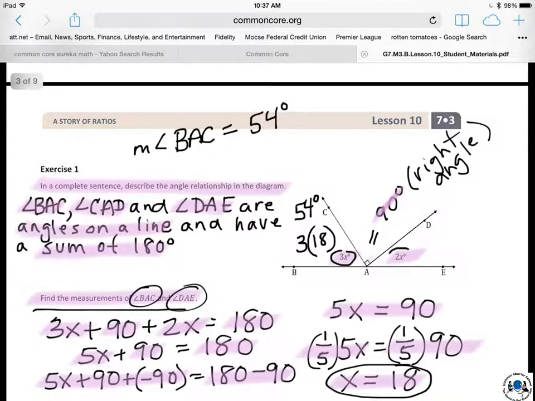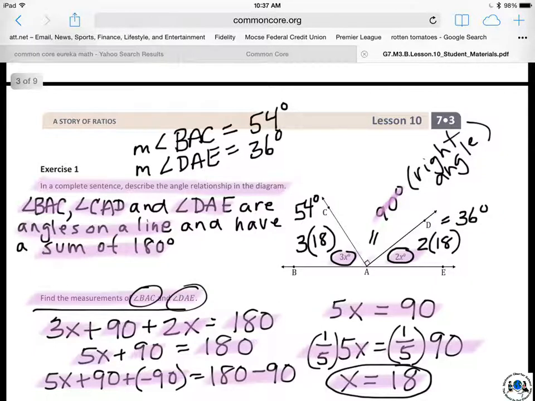And now we know that DAE equals 2x. So if we substitute the x for our 18, which we solved for here, we know that that equals 36 degrees. So the measure of angle DAE equals 36 degrees. And then we can check that if we add them all: 54 plus 36 equals 90, plus another 90 equals 180. So it checks out.